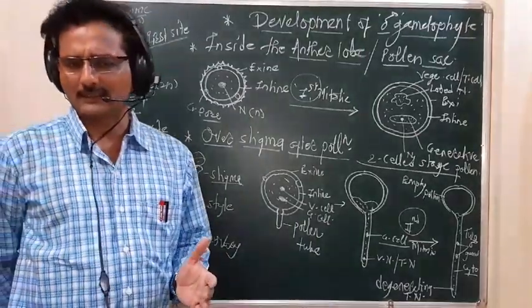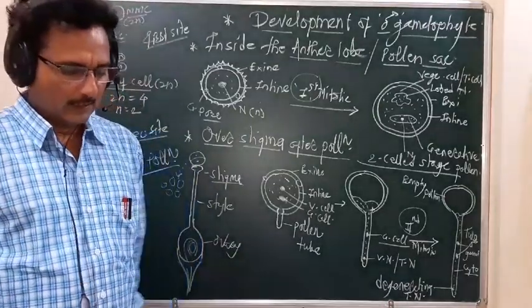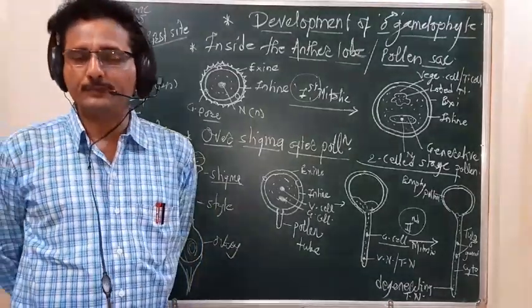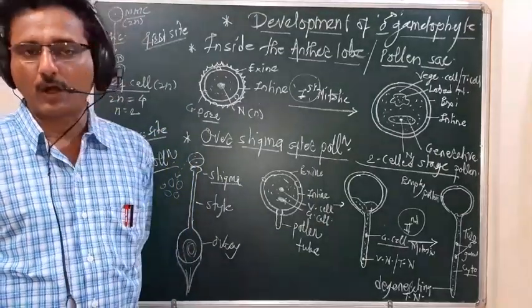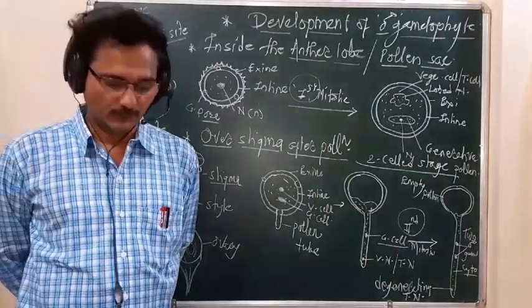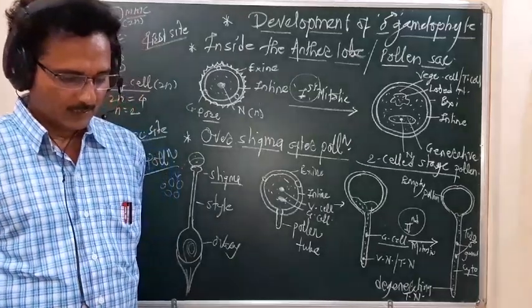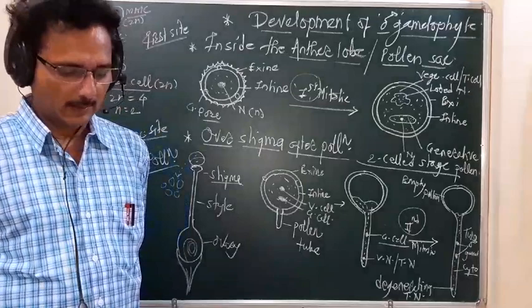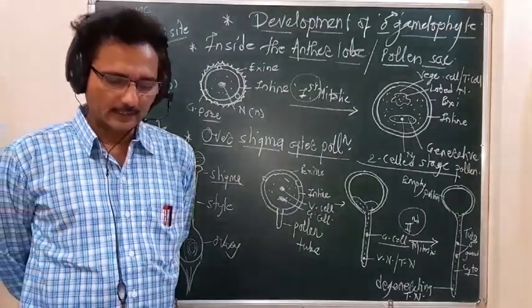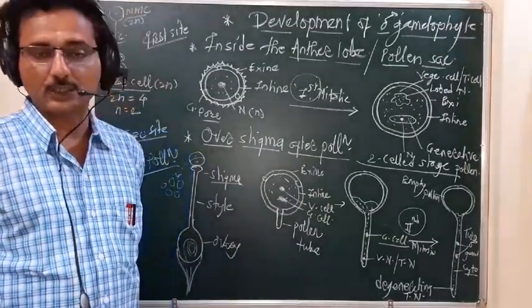So by keeping this question as it is, we move further. The question number 50. Okay, question number 50. The pollen tube is formed from. Okay, pollen tube, it is formed from. First option, the body cell. Second option, vegetative cell. Third option, prothelial cell. And the fourth option, it is generative cell.